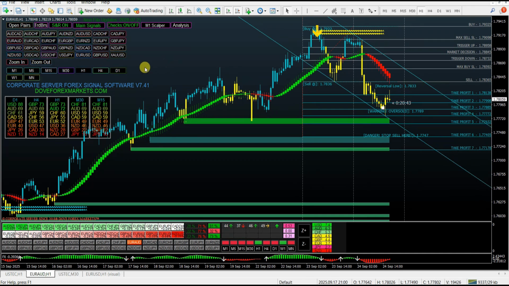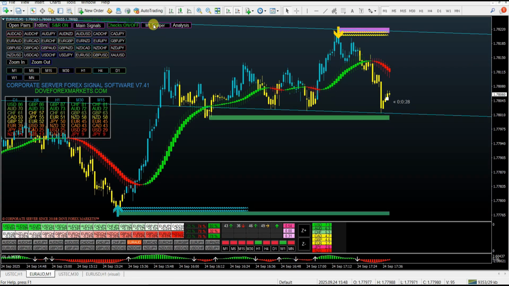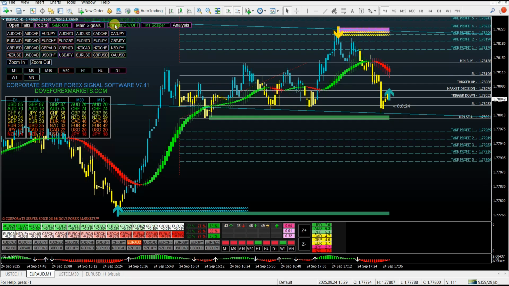Unlike other strategies of other software, the Corporate Saver Forex Signal software also gives you an opportunity to trade in 1 minute time frame. You get to 1 minute. These take profit levels are for the main signals. So on the main signals, click 1 minute scalper, and then you have the signals there.